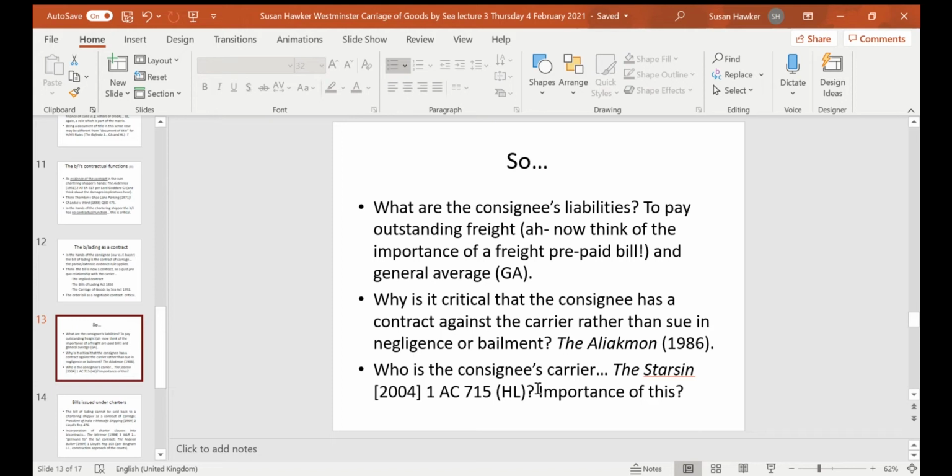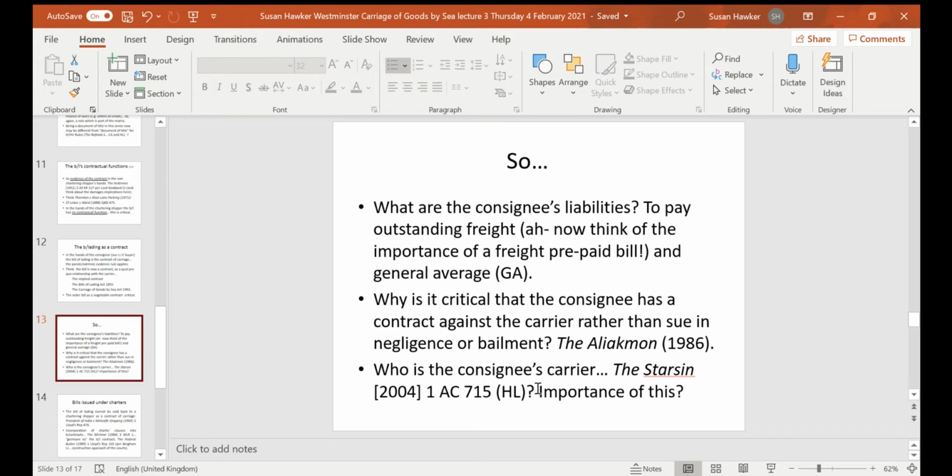Now, it used to be that the consignee had to look at both sides of the bill, and he had to look through the small print to see if there was any reference in the small print about the owner being the carrier, when in actual fact a time charterer's stamp had been put on the front. The House of Lords in the Starsin said this is no longer the way to go. And this has caused quite some controversy, because a lot of people don't agree with this, but it is what it is.